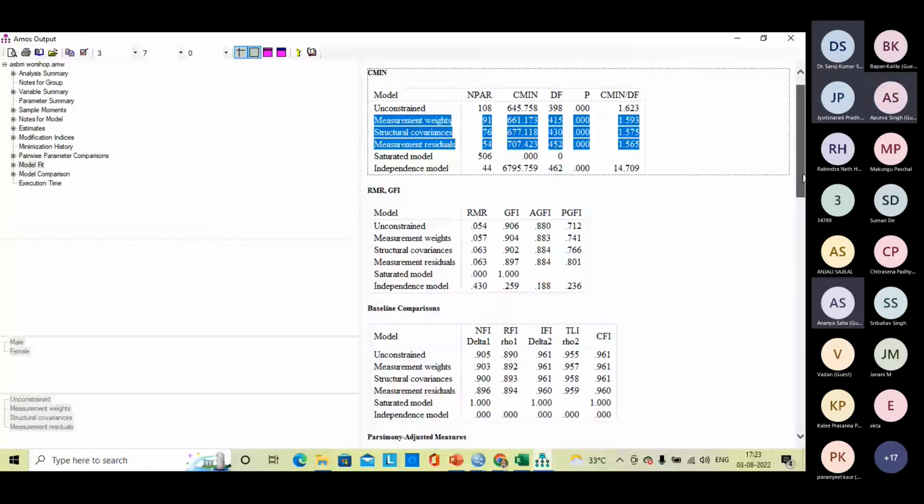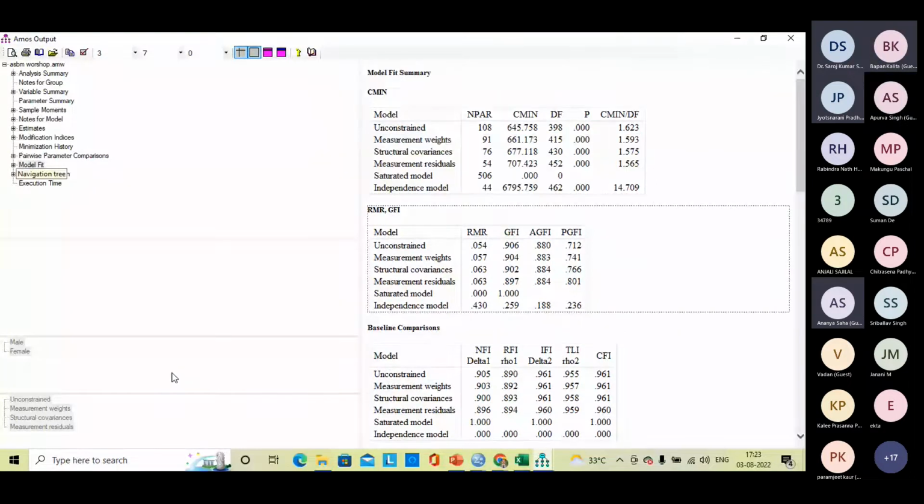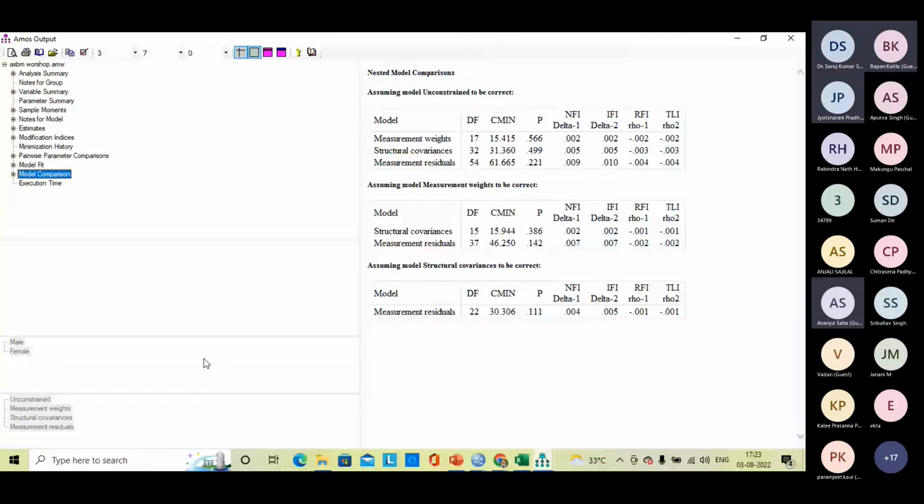Now click on model comparison. There is a left hand side option called model comparison. Click there. Now the most important inference we can draw from here. Look at here: assuming unconstrained to be correct. That means we forcibly constrained, but we assume unconstrained is correct. It is written assuming unconstrained to be correct.